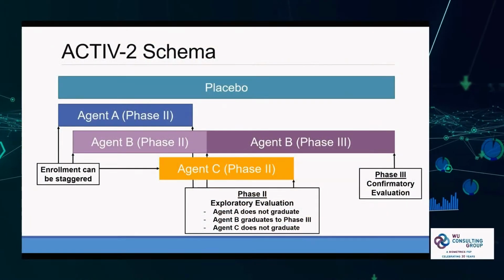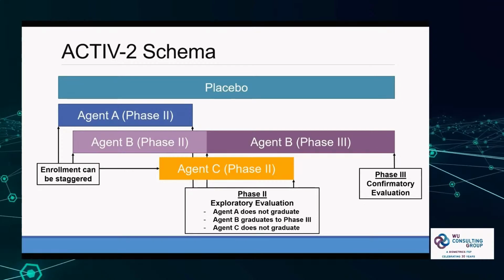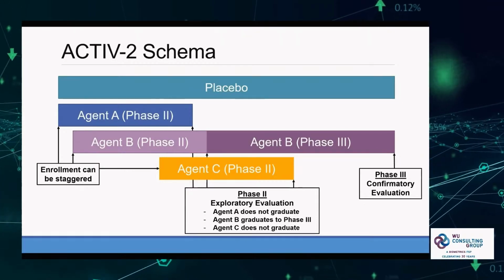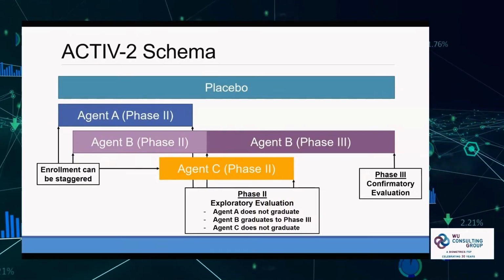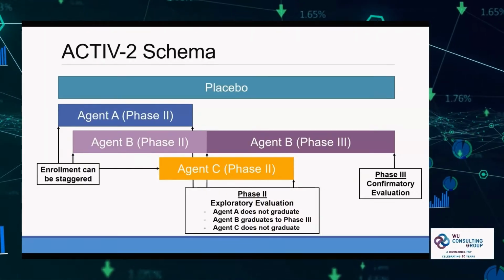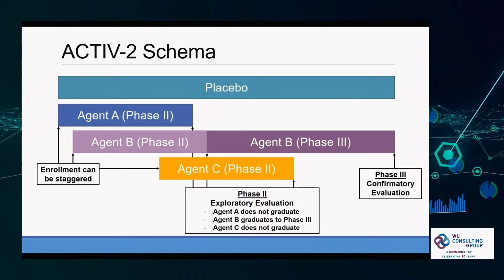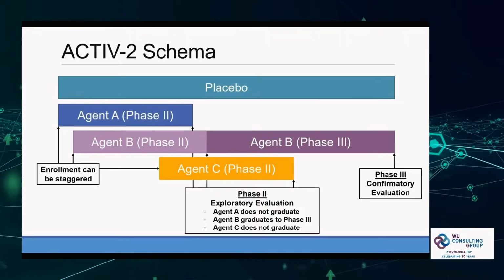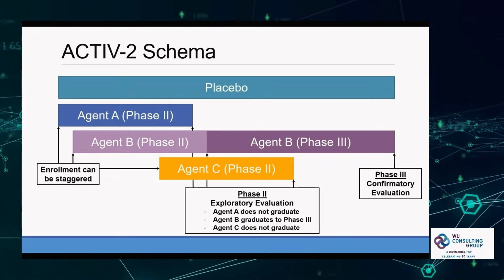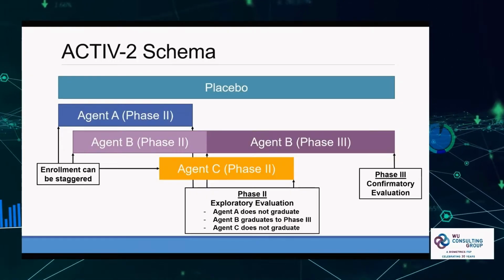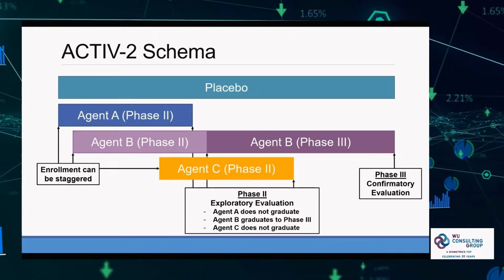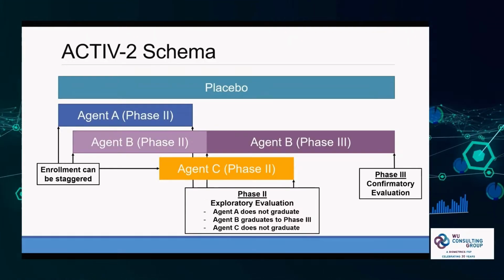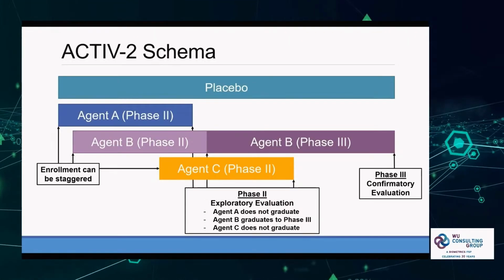to all three agents. The second thing that I want to highlight is that all three agents, agent A, agent B, and agent C, start under phase 2 evaluation. However, as I mentioned on the previous slide, there was this allowance for a seamless transition from phase 2 evaluation to phase 3 evaluation, as illustrated by agent B. And then finally, I want to bring your attention to the single bar indicating placebo.